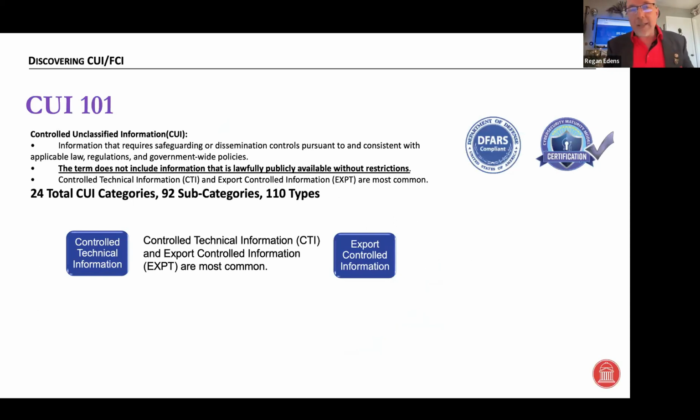The classic definition for CUI is that it requires safeguarding. It requires dissemination controls. Either it is marked or it is unmarked. Information that qualifies as CUI is CUI under the definition requirements of 32 CFR and DoD policy. In total, there are 24 categories of CUI, but the two primary categories of CUI within the Defense Industrial Base are CTI, controlled technical information, and export controlled information.